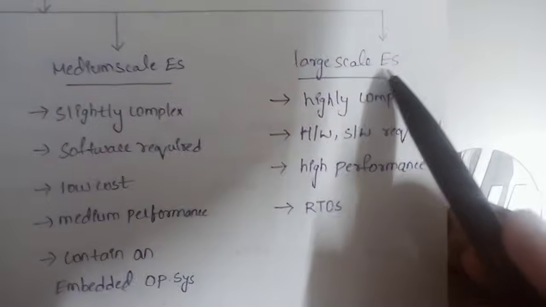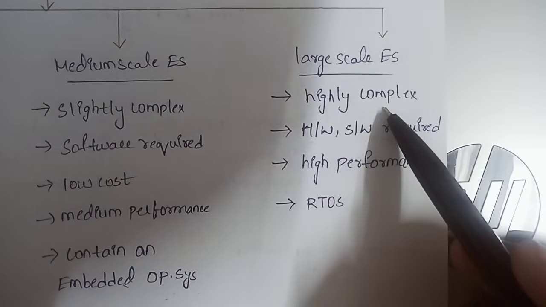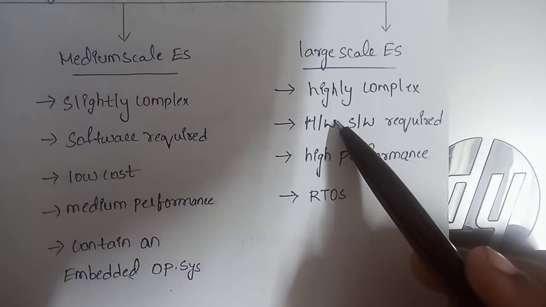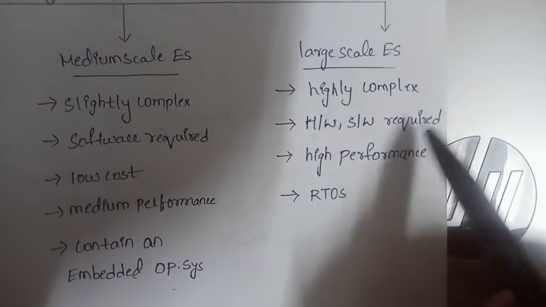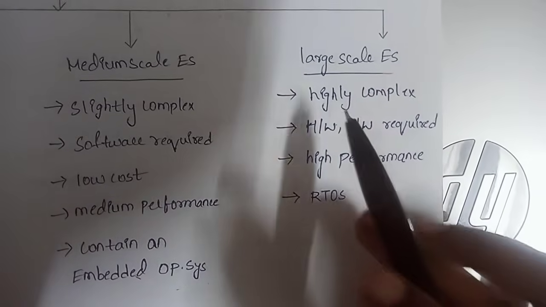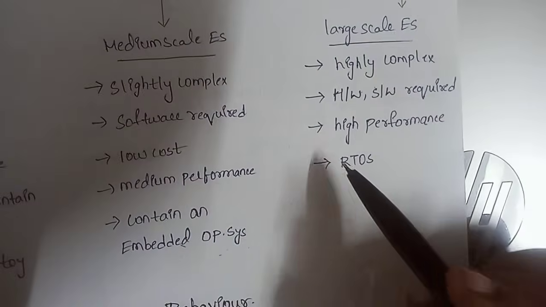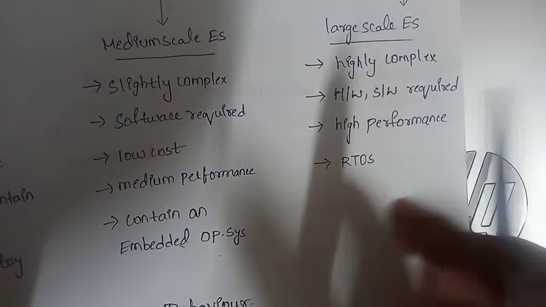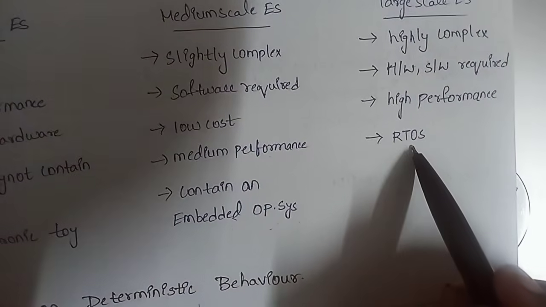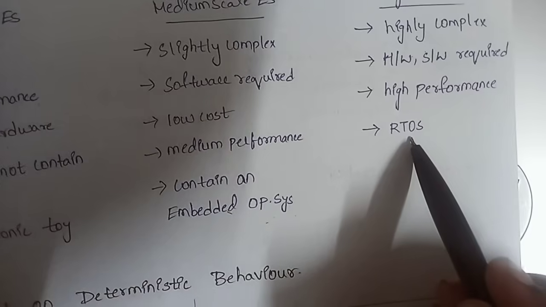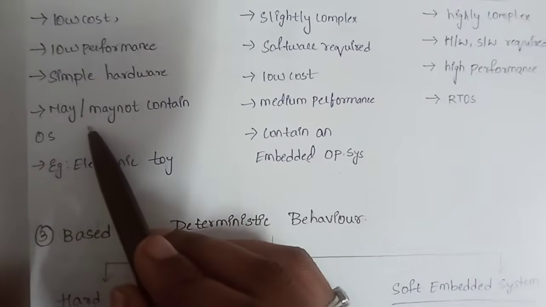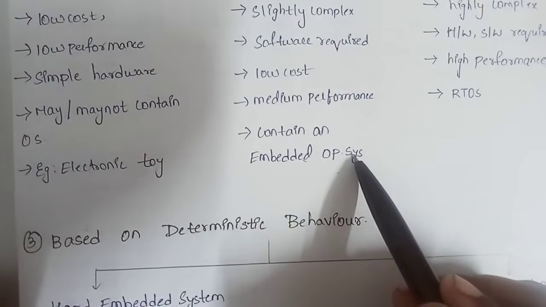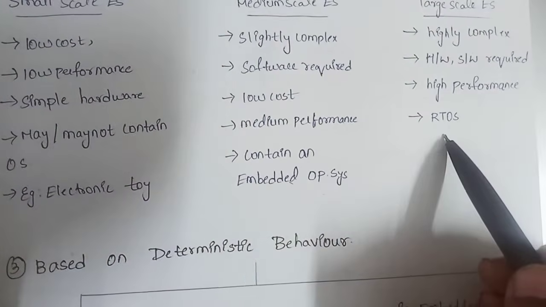And in large scale embedded system, it is a highly complex process, and it contains hardware and software, means here we must require the hardware and software, and the high performance will be given. And we use RTOS, that is real time operating system. Here in small scale we may not use an operating system, in medium scale we will use embedded type, and here we will use real time operating system.